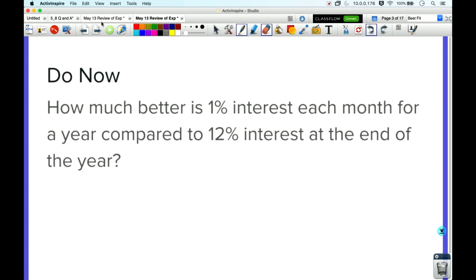I'm going to be reviewing exponential and logarithmic functions today, as well as a little bit of rational functions. Let's get started with this problem here.